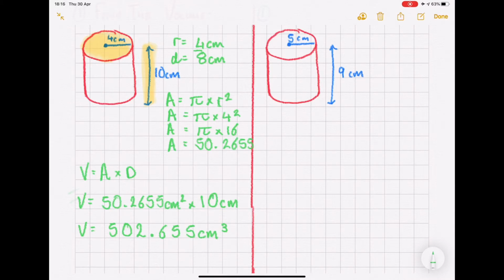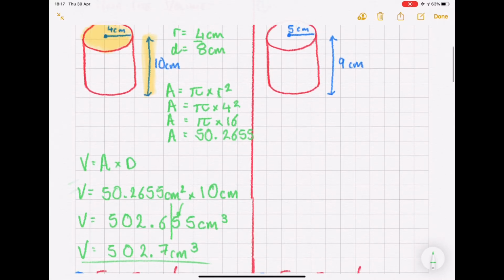And let's say we're trying to do everything in this video to one decimal place. We cut it off there. If that's 5 or bigger, then we round up. So our volume is equal to 502.7 centimetres cubed. And that's our final answer.